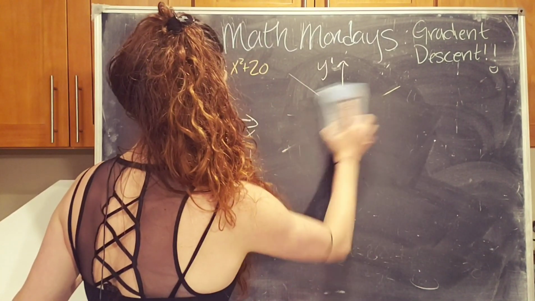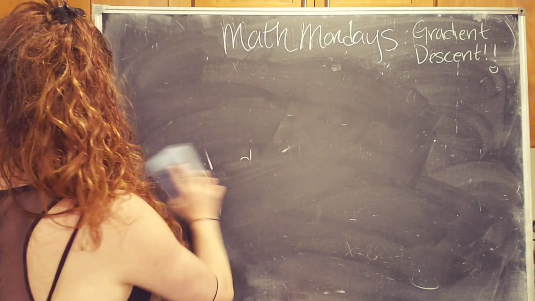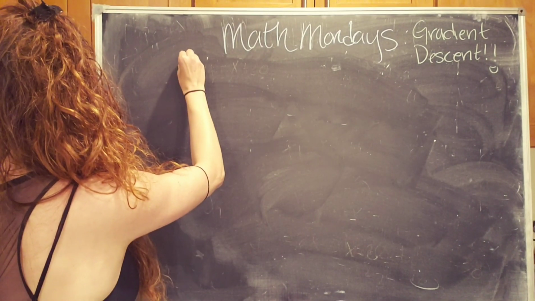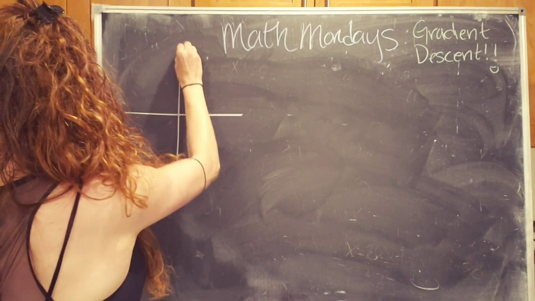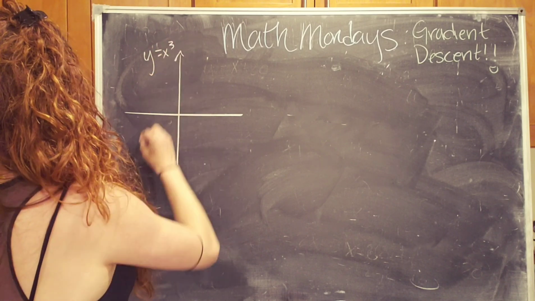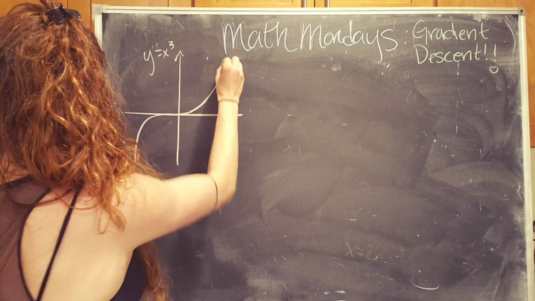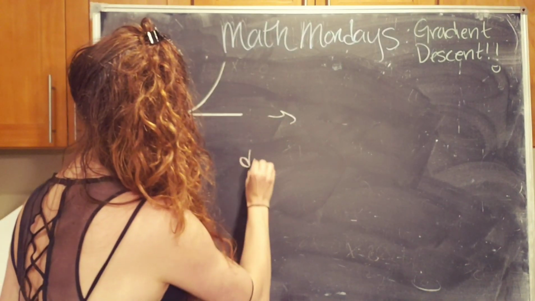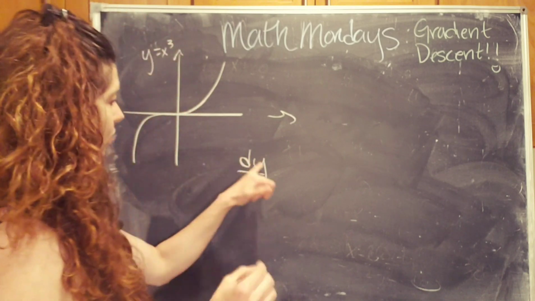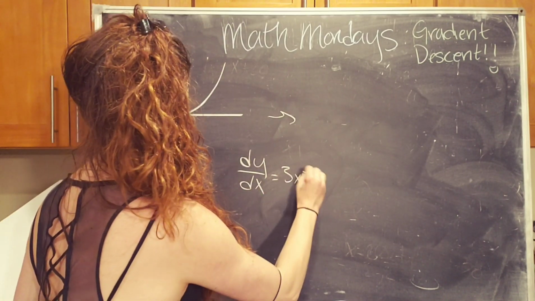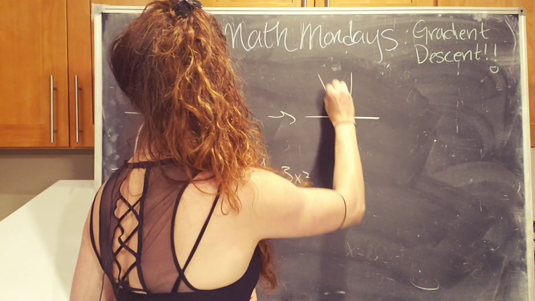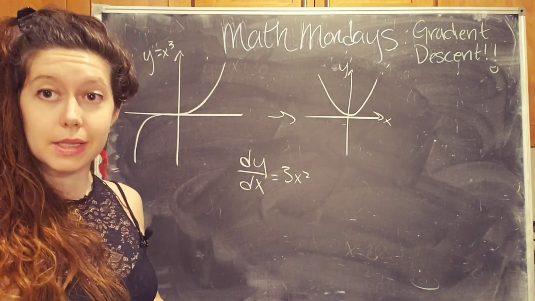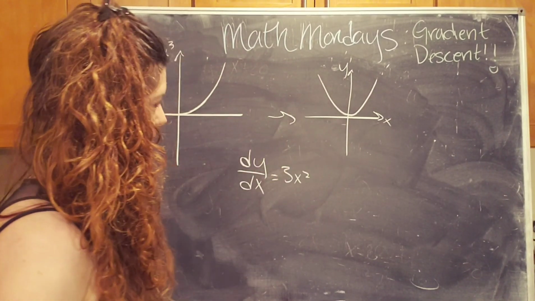Okay, so let us say that you have y equals x cubed. Now we can take the derivative, and we say the derivative of y with respect to x is going to be 3x squared. And so now we have a derivative, y prime over x, that looks something like that. It might be a little bit more narrow, but it's fine.